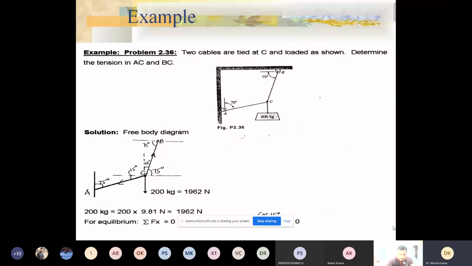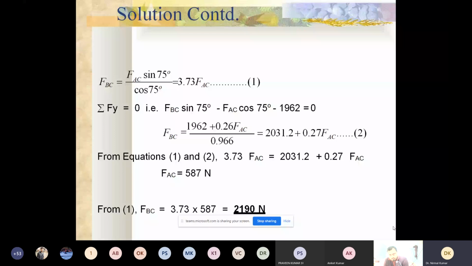1962 newtons has come, and then summation of force, the equilibrium condition, in x directions, y directions and z direction will be 0. This is the condition of equilibrium, and if you solve this you will get the answer. I will share the slide with you.